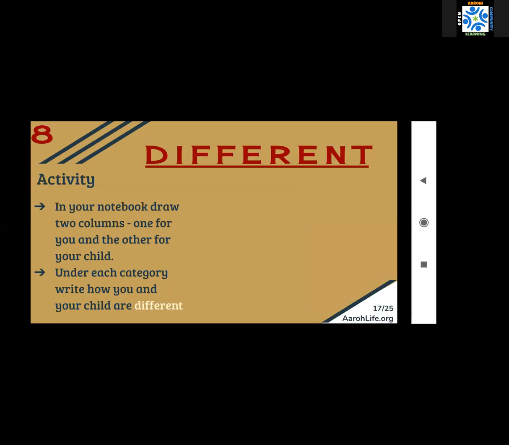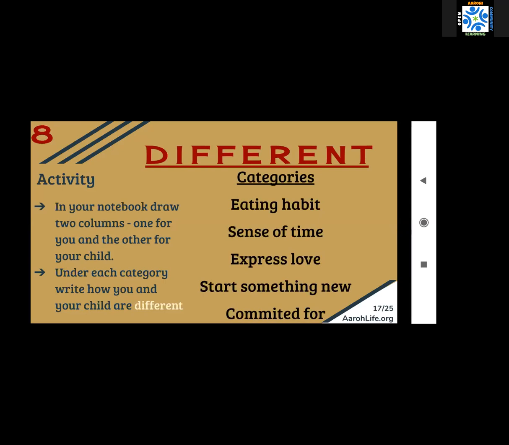Let's move ahead with another window. You can just draw two columns in your notebook, one for you and one for your child. If you have two children, maybe you can choose any one of them at this moment. And under each category, just write or draw how you both are different.